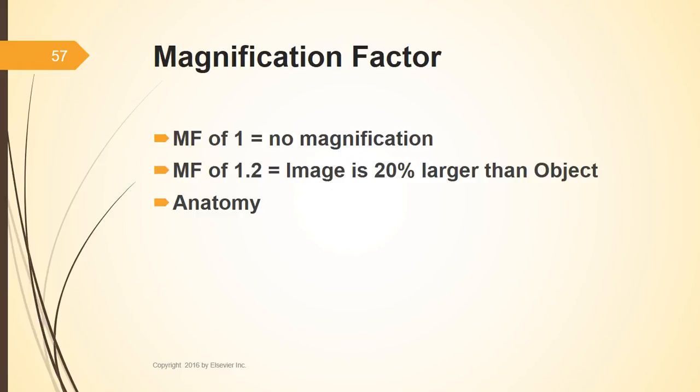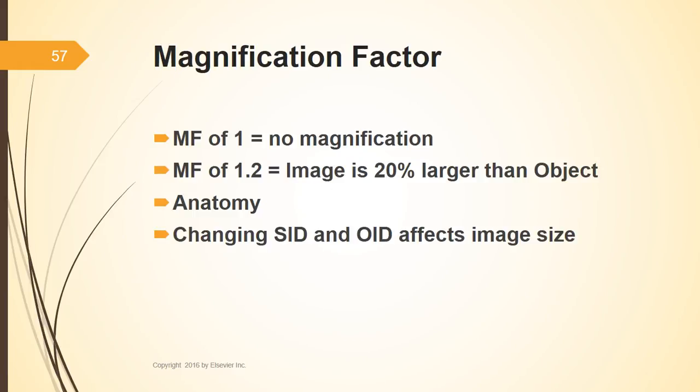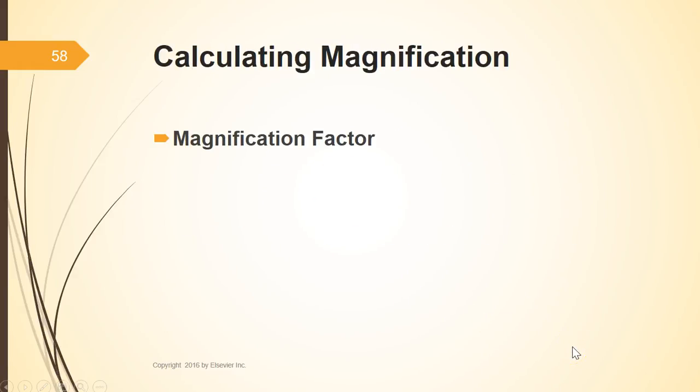Will you actually be asked to tell the magnification of a specific object? It's possible. So we need to know these formulas. But what you need to know even more importantly is that if you change the SID and the OID, it affects the image size. Image size is mostly affected by this, but you can decrease it if you do this. So if we go to calculate a magnification factor, we're first going to talk about the magnification factor and then put it with the SID and OID.